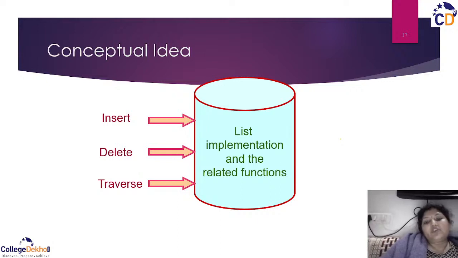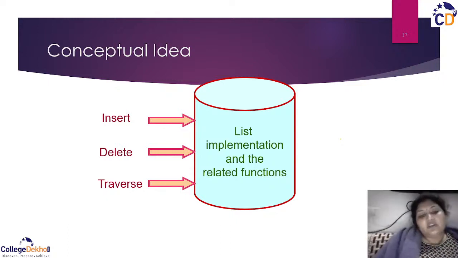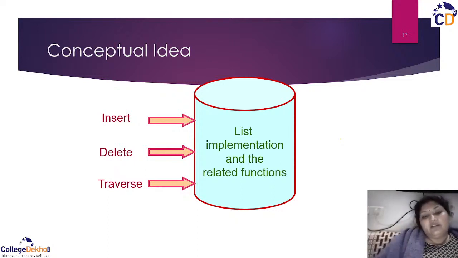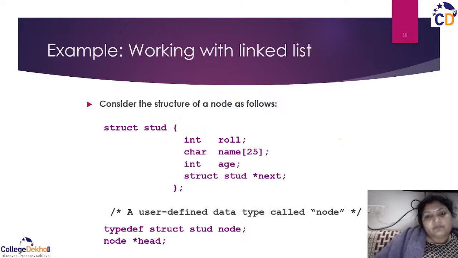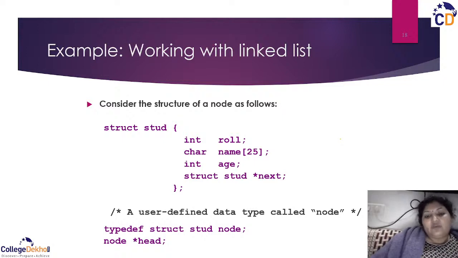You have a list implementation and the related functions, and you can traverse. What is traverse? You are just traversing the list. You are just moving through the list. This is the basic structure of a node, right? Suppose you have struct node and the node name is student, and in student you may have roll number, name, age, and the pointer next. I told you it will be holding the address. And then we have typedef struct node, because we need to define our first node, that is head.